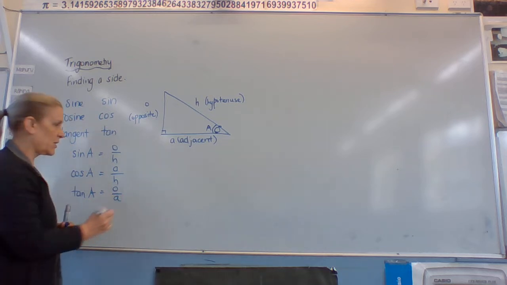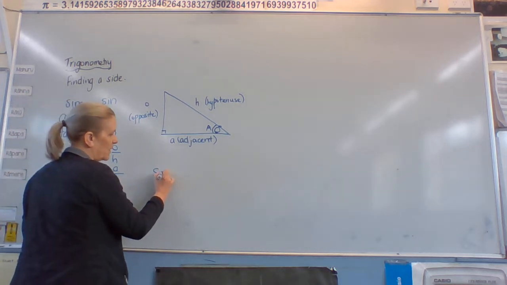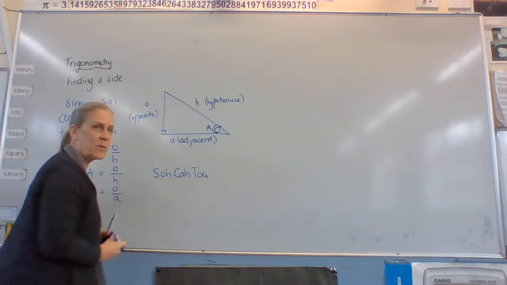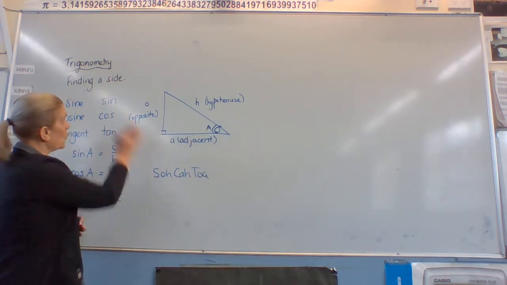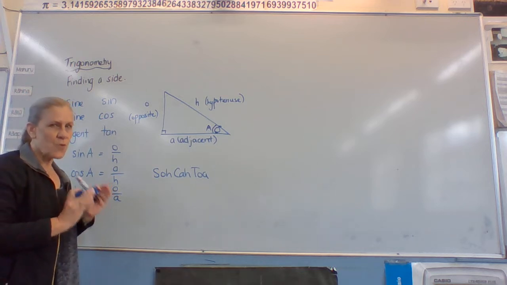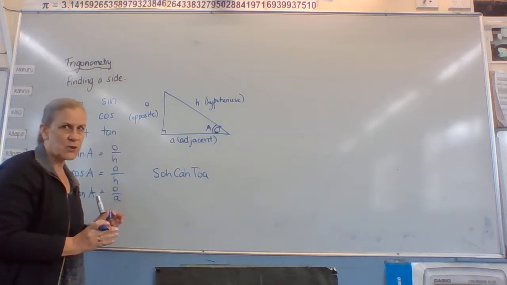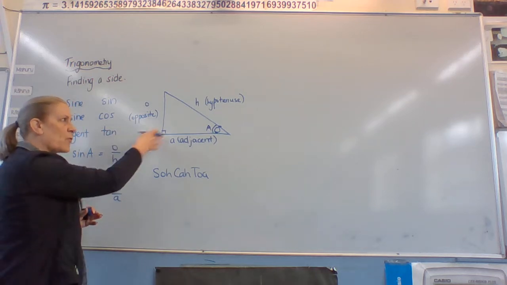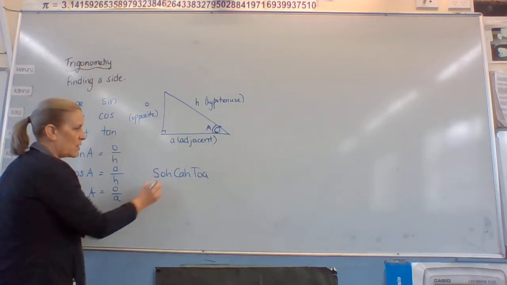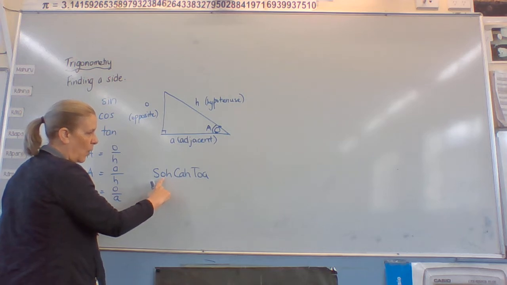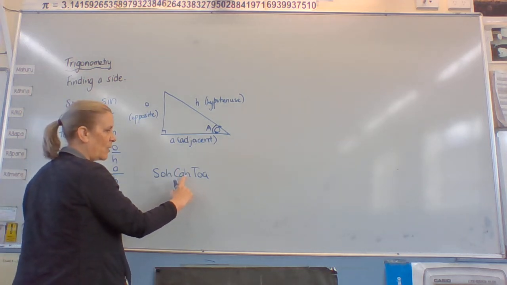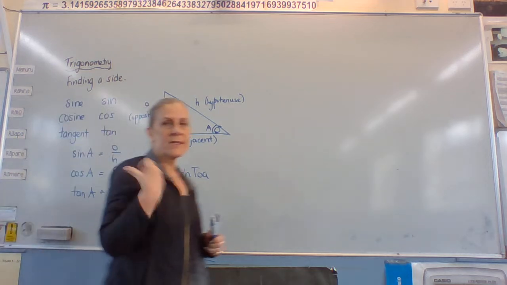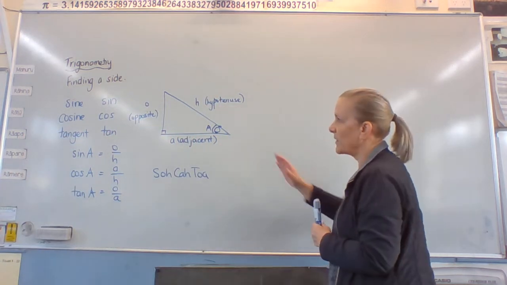Often your teacher will tell you that we call this SohCahToa. In fact, a lot of people don't call it trigonometry, they call it SohCahToa, because it's always related to a right-angled triangle. There's lots of trigonometry to learn over the next couple of years, but this lot's all about right-angled triangles. So Soh: sine, O over H; Cah: cosine, A over H; Toa: tan, O over A. We use these this year to find out what's missing.